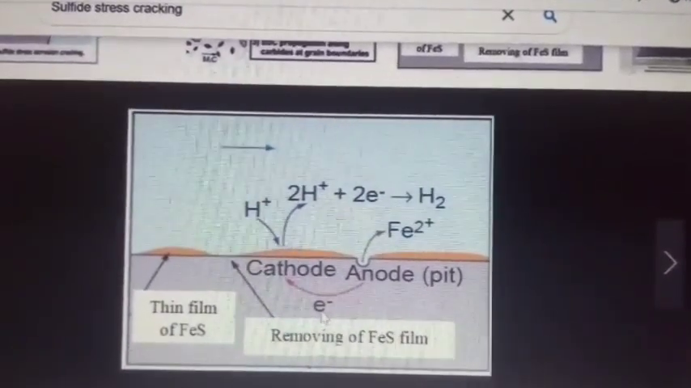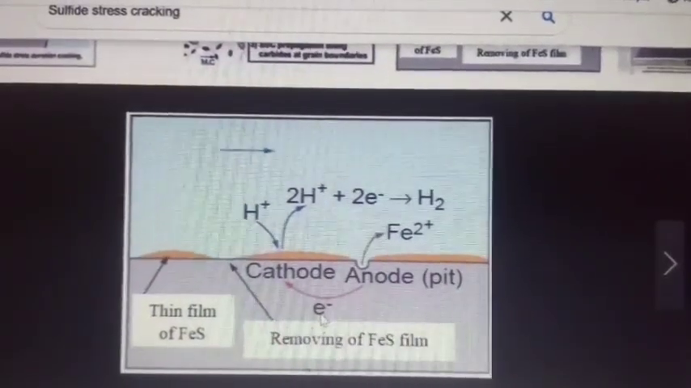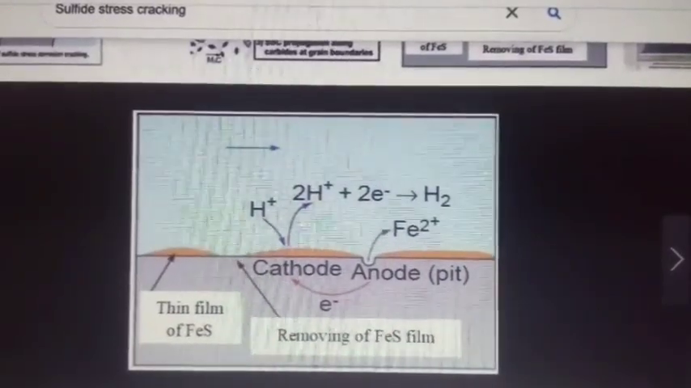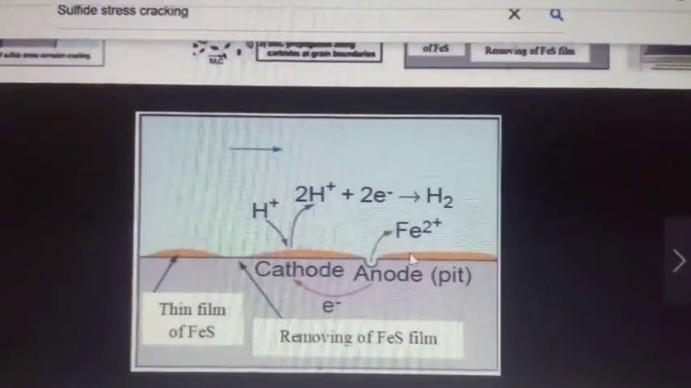Yes, HIC. So basically, the hydrogen will not cause any damage to stainless steel, but it will cause damage to carbon steel and low alloy steel. Low alloy steel is also BCC. That one we should not forget.